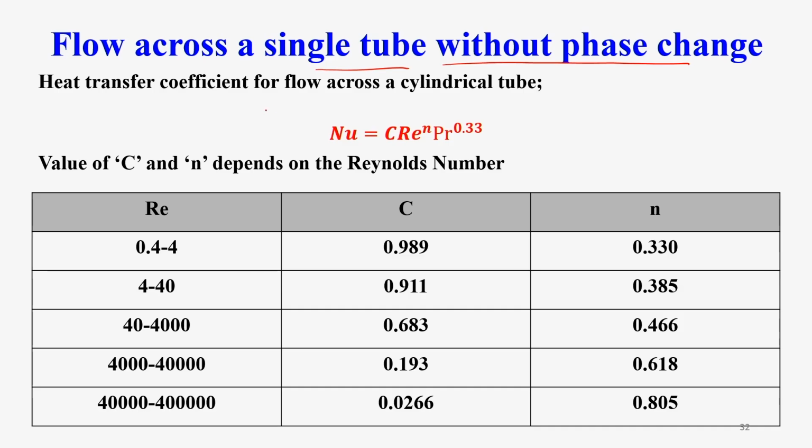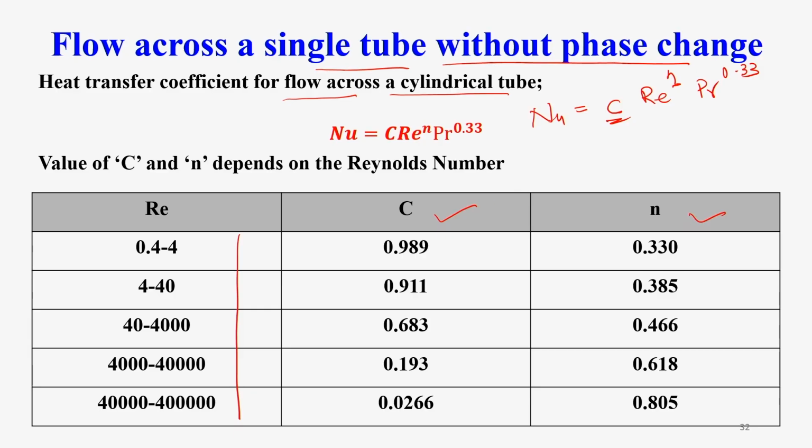Now we will be seeing the next case, the flow across a single tube without phase change. So you can see the heat transfer coefficient for flow across a cylindrical tube. In that case, Nusselt number is proportional to a constant C, Re to the power n and Prandtl number to the power 0.33, and the values of C and n depend on the Reynolds number. For example, you can see for different ranges of Reynolds number, what is the value of C and what is the value of n.